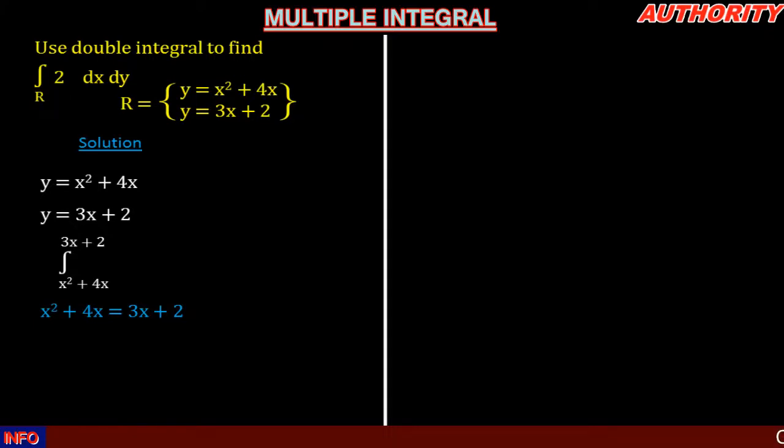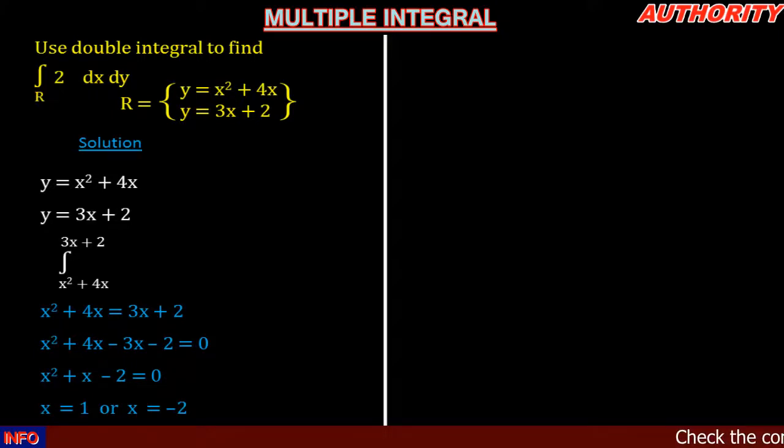Good. So here now, let's simplify this. In doing so, we take all the terms from the right hand side to the left hand side. So we're going to have x squared plus 4x minus 3x minus 2 equal to 0. So here we have x squared plus x minus 2 is equal to 0. Using factorization, we see that x is equal to 1 or x is equal to minus 2. So this gives us the limit, or the boundary, from minus 2 to 1.